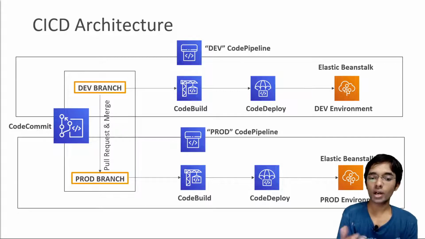Then the dev branch will get merged into the production branch once we are ready and in a good state for our application. So the way we do it is that we look at the Elastic Beanstalk environment.